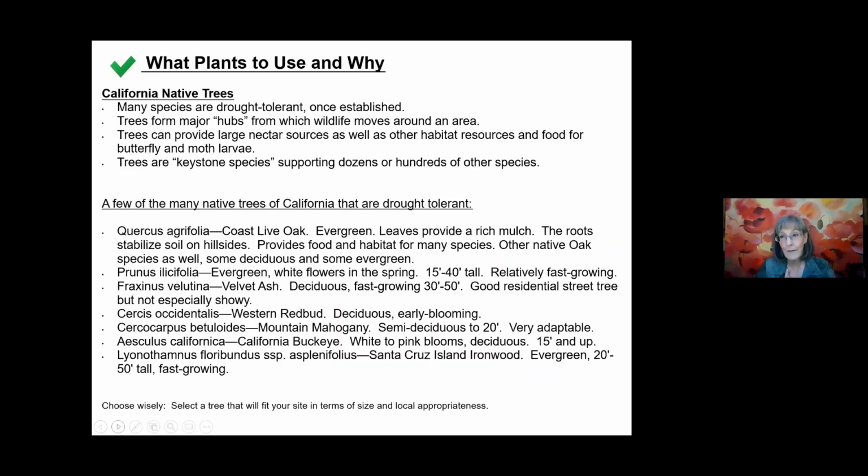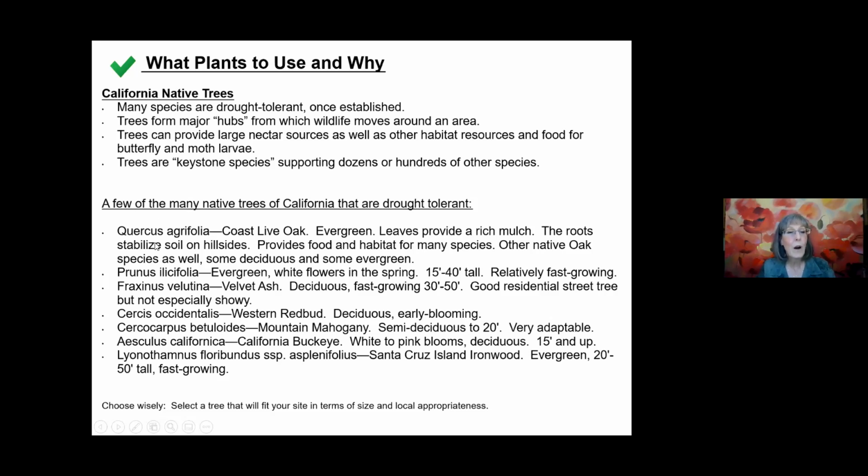So what plants to use and why? Many species are drought tolerant California natives. Let's talk about trees here. Trees form these hubs from which wildlife moves around in an area, and they can provide huge sources of nectar and lots of resources for larval species. And as we've seen before, trees are important for taking care of the air and the water.